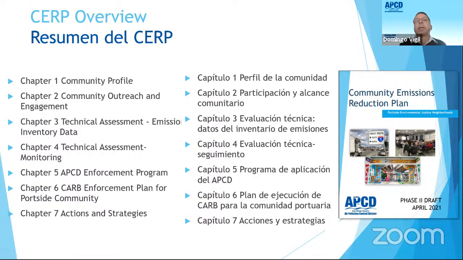Finally, chapter 7 on actions and strategies. The proposed CERP actions in this chapter define a path to further reduce air pollution from sources in the community. So this chapter includes overall goals for the CERP, and it will be the main focus of today's workshop. Next slide, please.